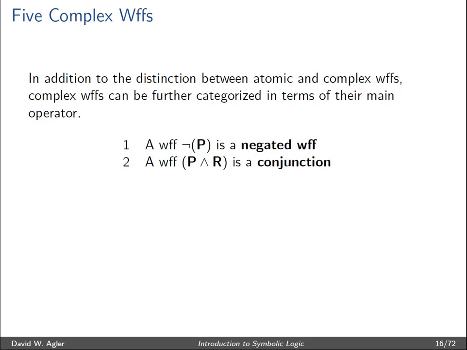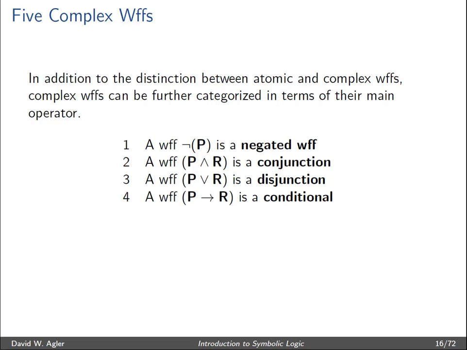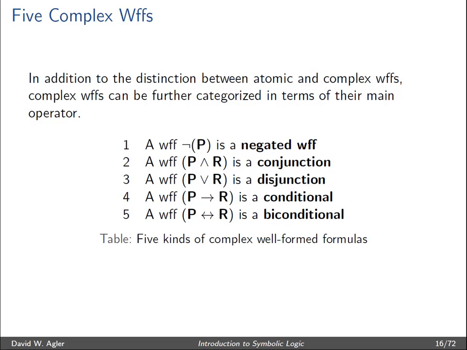A well-formed formula where the caret, or the sign for and, or the operator for and, is the main operator is known as a conjunction. Where the v, or operator for or, is the main operator is a disjunction. Where the right arrow is the main operator is a conditional. Where the double arrow is the main operator is a biconditional.